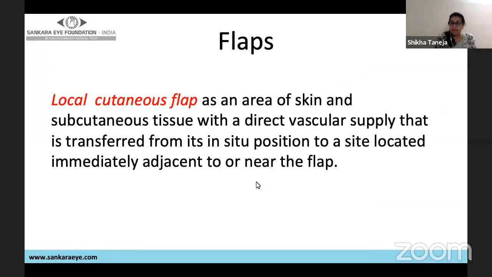Now coming to flaps, what exactly is a flap? A local cutaneous flap is an area of skin and subcutaneous tissue which has a direct vascular supply. A, it should have a vascular supply. B, it is usually adjacent to the site of a lesion or a defect.